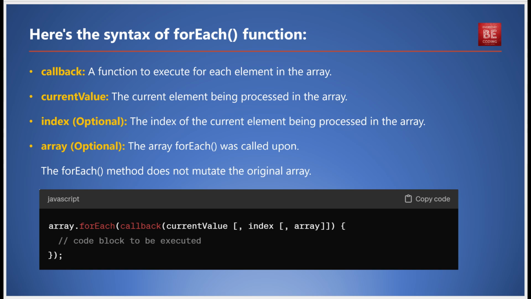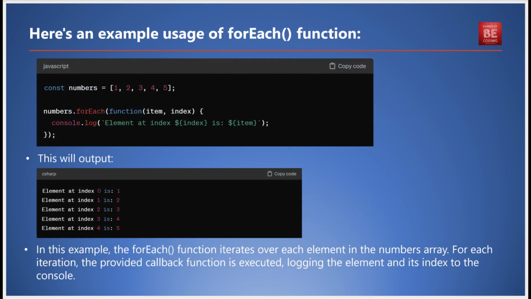One key point to remember is that the forEach function does not mutate the original array. It's like a considerate guest, leaving everything as it was found. Let's illuminate this concept with an example. Suppose we have an array of numbers. We can use the forEach function to log each element and its index to the console.